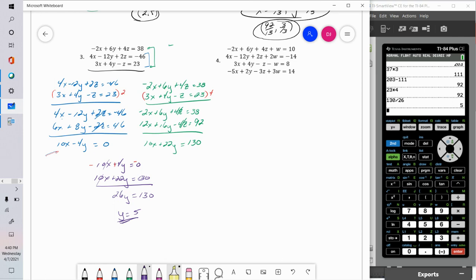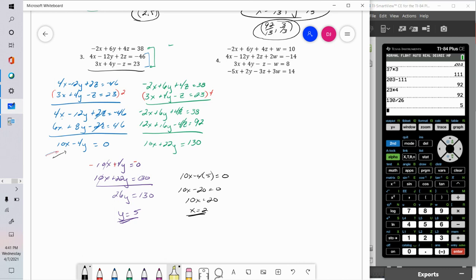Now I have a bunch of back substituting to do. I have my y value. I now need to find my x value, and then I'll also need to find my z value. I'm going to take this equation here, 10x minus 4y equals 0, and put the 5 in for the y. 10x minus 20 equals 0, so 10x equals 20, or x equals 2. So now I have an x value of 2 and a y value of 5, but again, I'm not done.